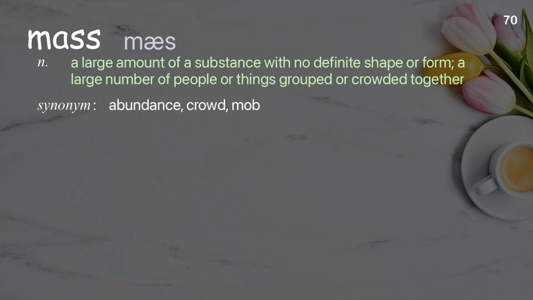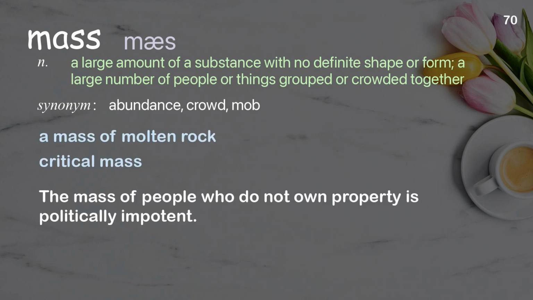Mass. A large amount of a substance with no definite shape or form, a large number of people or things grouped or crowded together. Examples: A mass of molten rock. Critical mass. The mass of people who do not own property is politically impotent.